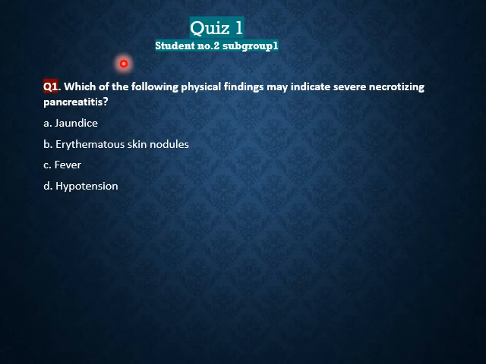Now, question number 1. Which of the following physical findings may indicate severe necrotizing pancreatitis? Answer: A. Jaundice, B. Erythematous skin nodules, C. Fever, and D. Hypotension. And the right answer is B.